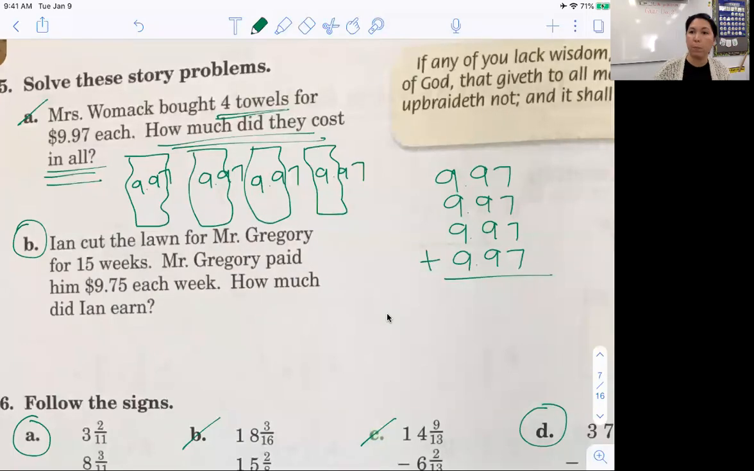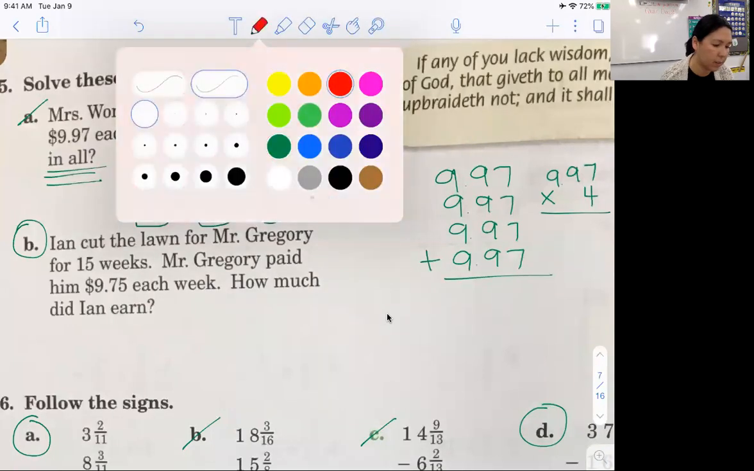What's the shortcut when we add the same number a bunch of times? That's right, multiplying. So I could do 997 times 4. Either way, you're going to get the same answer. We can even do it to check. Let's go ahead and do them really fast.